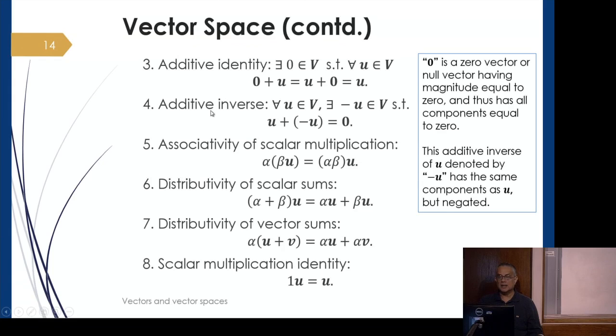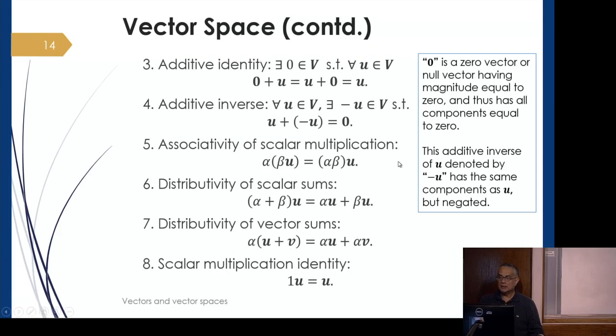And similarly, a concept of additive inverse, and this is important. For every vector U, there is a counter or a sibling vector minus U, such that U plus minus U is the 0 vector. These are requirements. If a set of vectors does not satisfy any one of these requirements, you cannot call it a vector space.